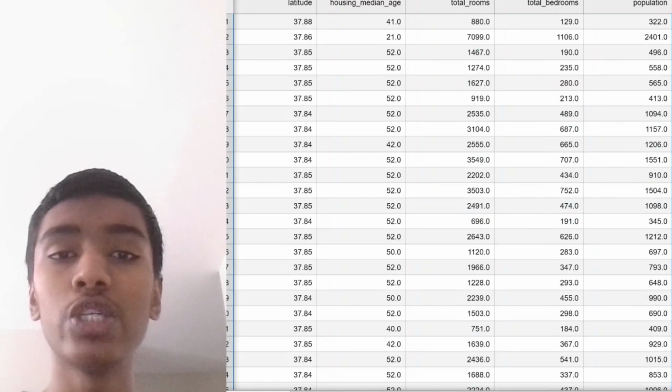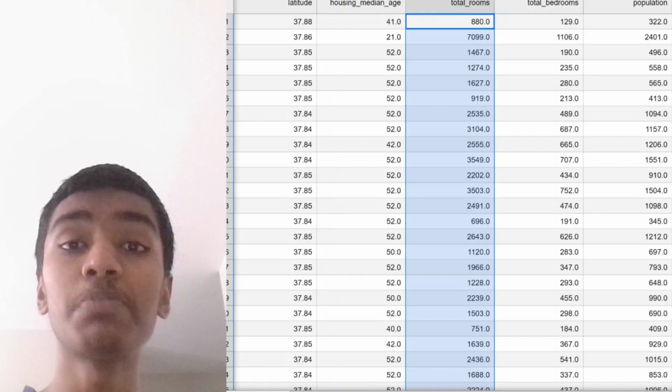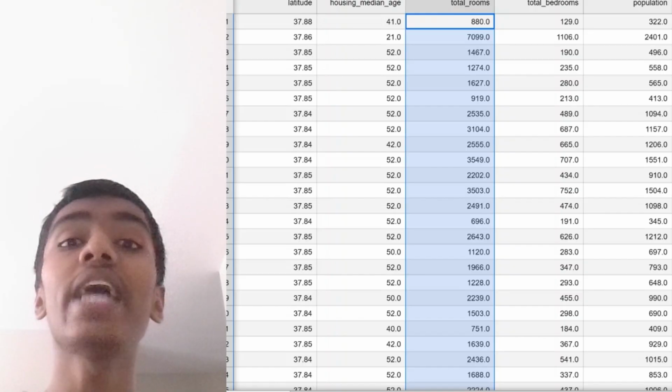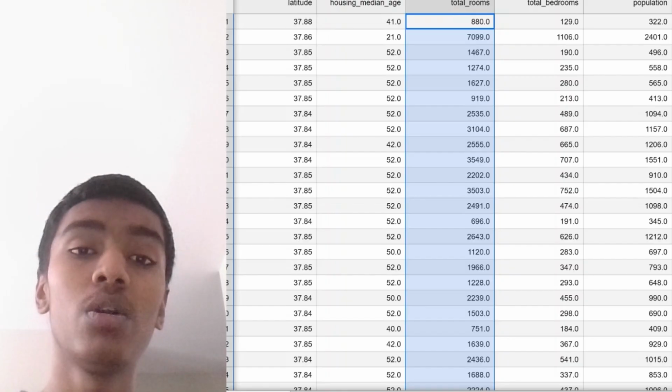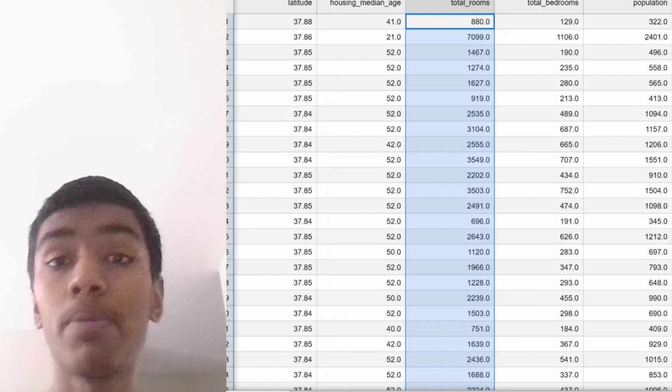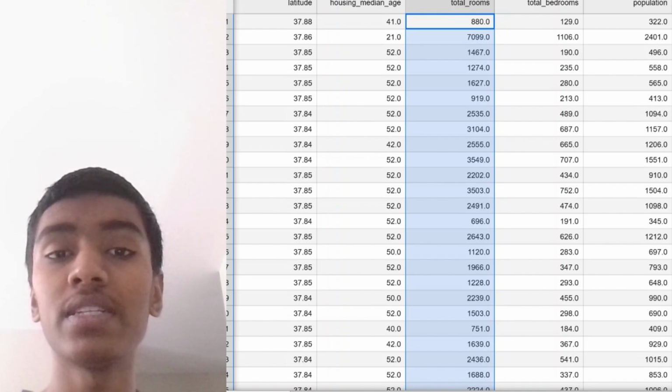How can we make the data more useful? Well, when it comes to total rooms, why don't we take a look at the total rooms per household in order to know what the average number of rooms per household in a particular district is? That will give us a better representation.